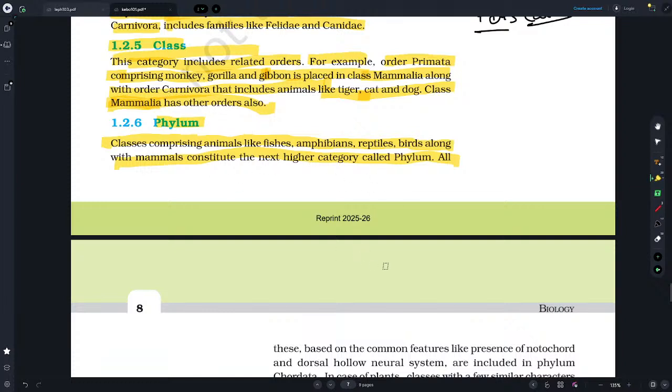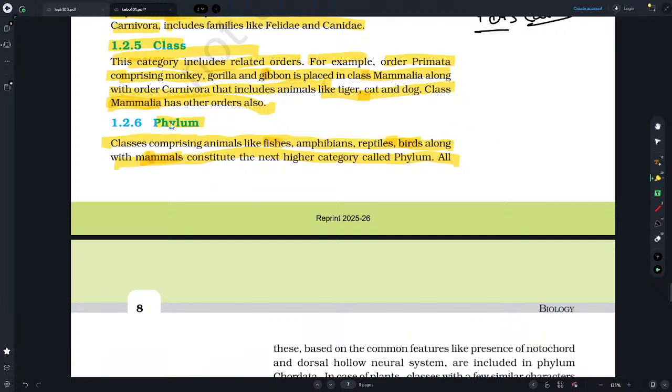And for higher information, in the fourth chapter, fishes are the superclass Pisces, and amphibians, reptilia, birds along with mammals come under the superclass Tetrapoda, having four legs or limbs.